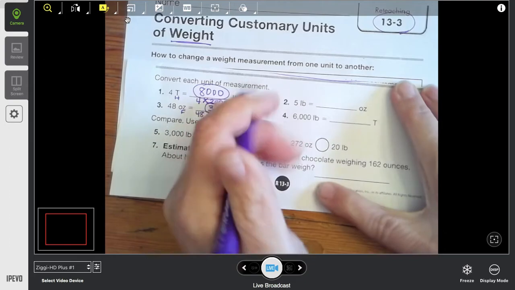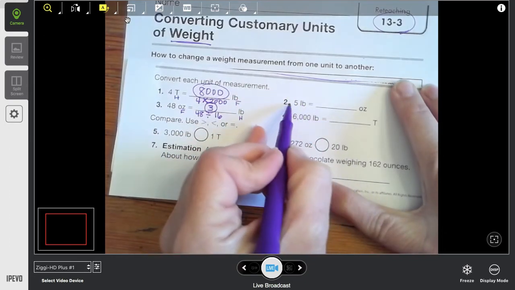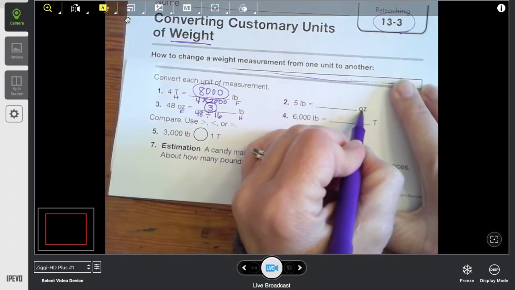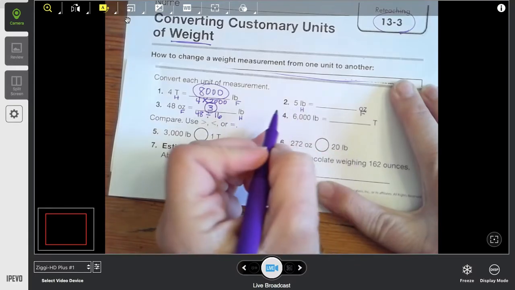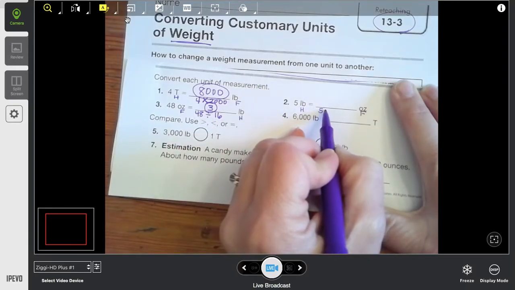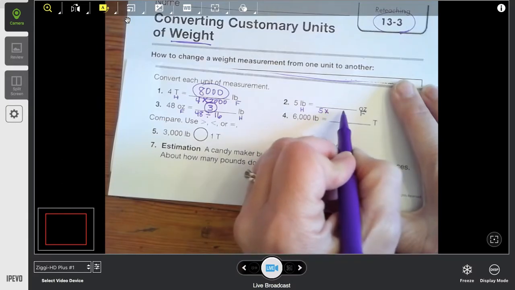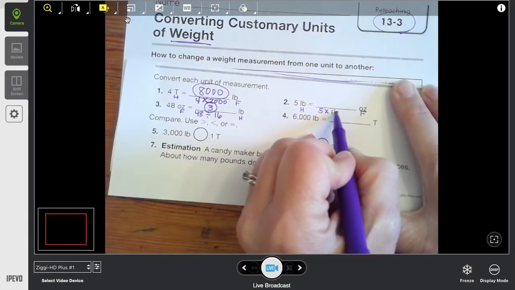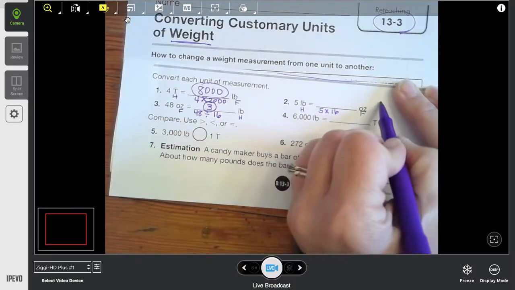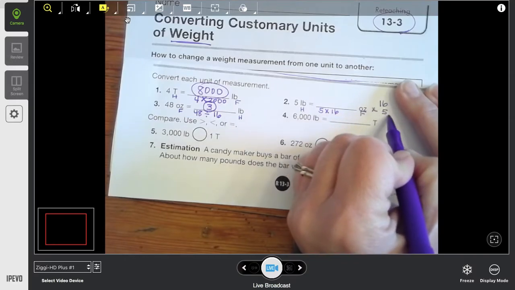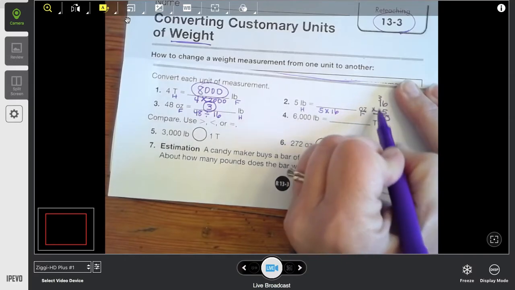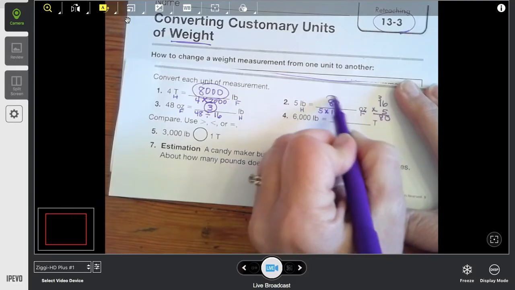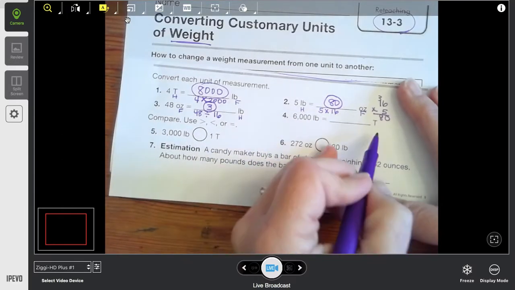5 pounds is how many ounces? Well, we can put ounces inside the pound, so this one has to be the smaller, and this is the larger. So if we have horse to fly, multiply 5 times, how many ounces in a pound? 16. 16 times 5, and if you have to come over to the side to do this multiplication, do it, is 80 ounces.